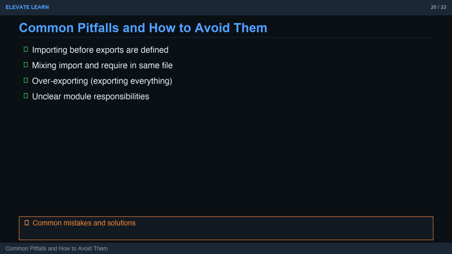Third, overexporting. Don't export every variable. Export only the public API. This makes your module's purpose clear. Fourth, unclear responsibilities. A user module shouldn't have UI code. A component shouldn't do API calls. Keep modules focused. These sound obvious, but in large projects, it's easy to let things creep. Regular code reviews help catch these issues.